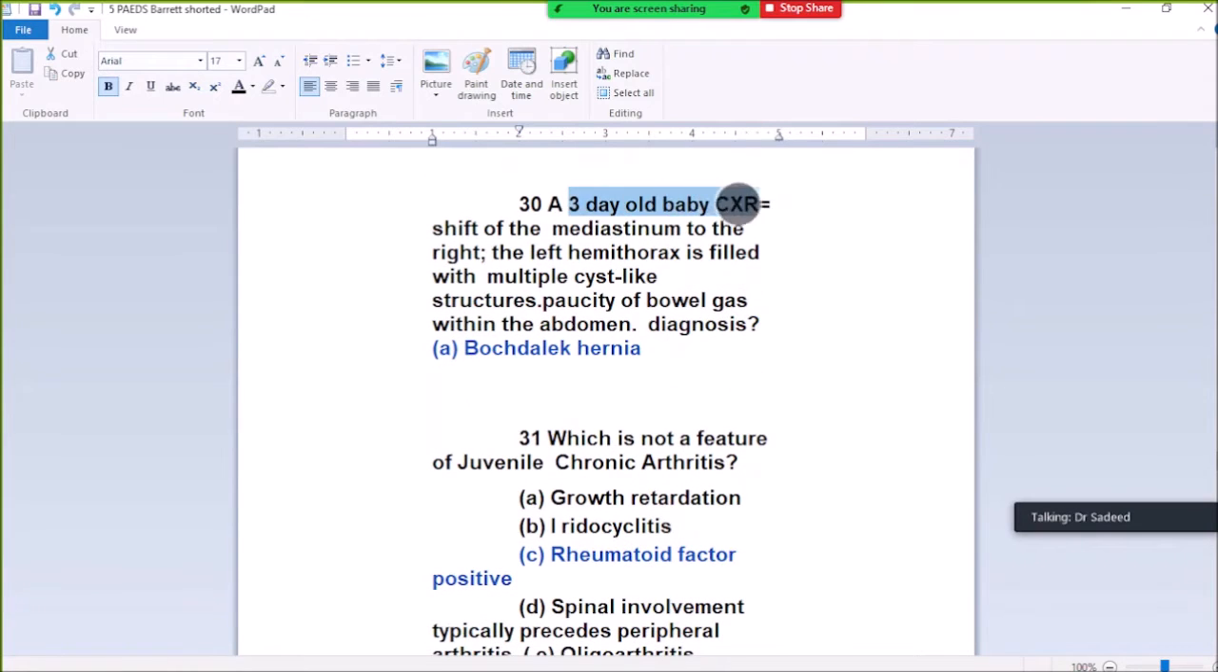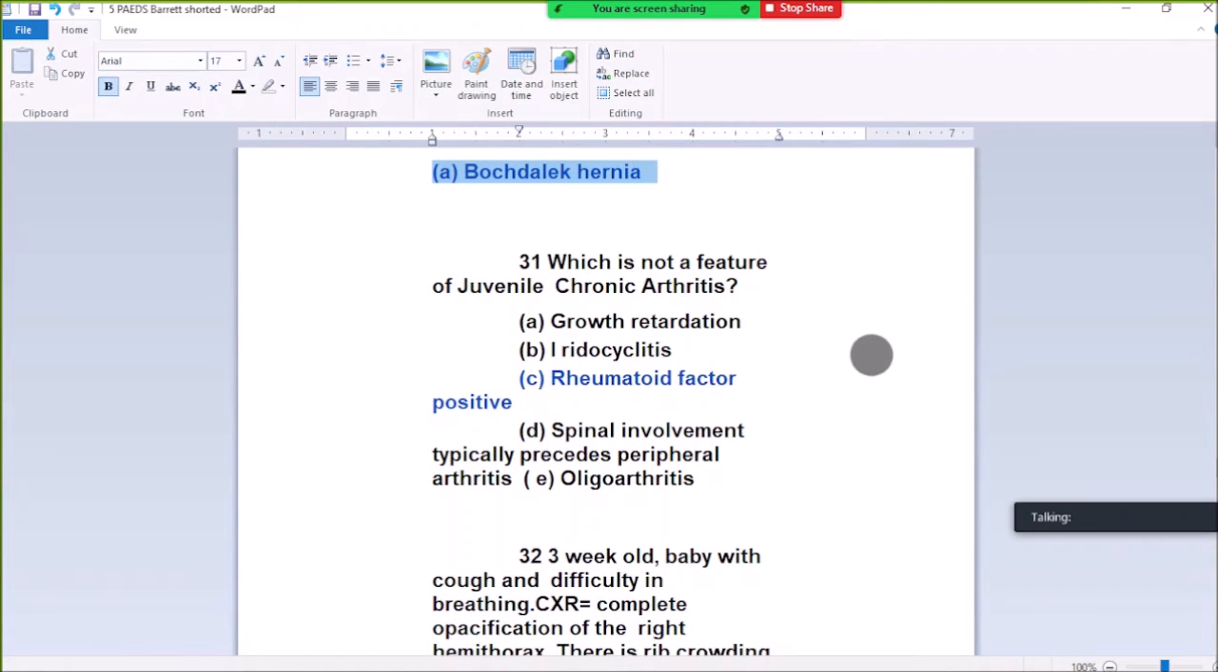30. A 3-year-old baby has shift of the mediastinum to the right. The left hemithorax is filled with multiple cyst-like structures, with paucity of bowel gas within the abdomen. Diagnosis: Bochdalek hernia.